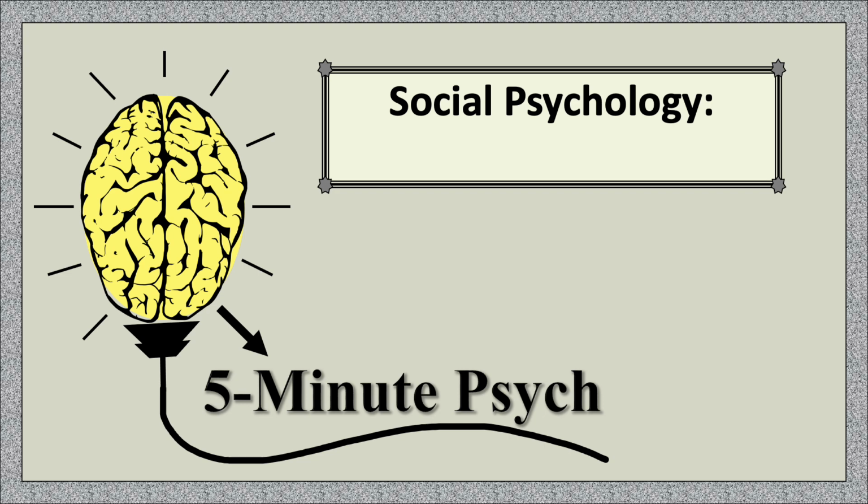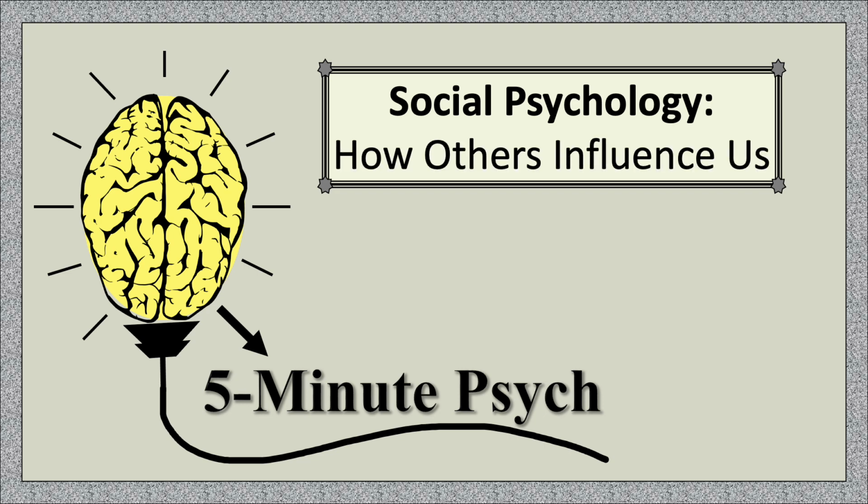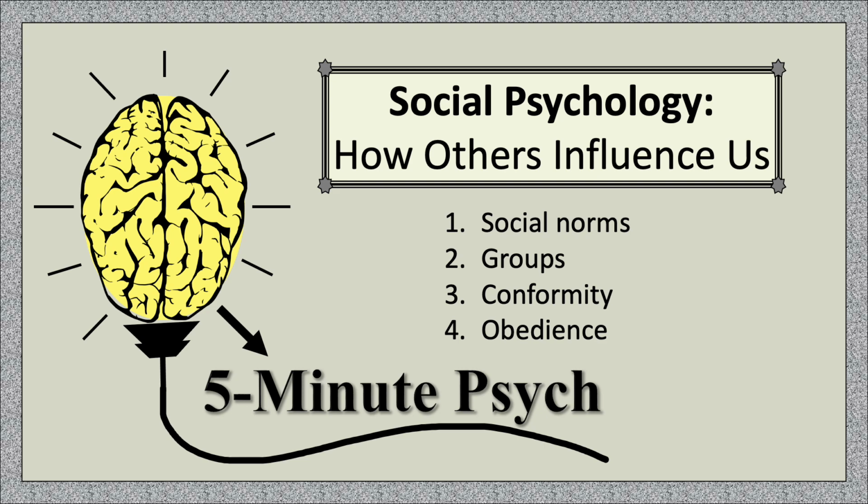In this 5-minute segment, we'll explore how others influence us. We'll begin with social norms before looking at ways that our behavior is affected by a group. Then we'll look at conformity and obedience, both dramatic examples of the darker side of how others can impact our behavior.